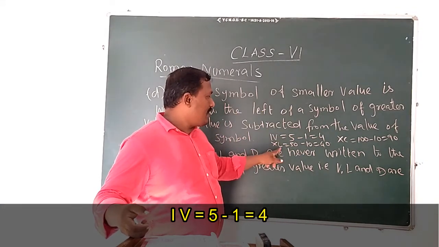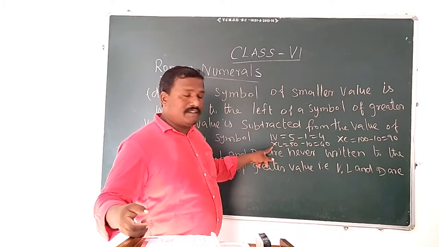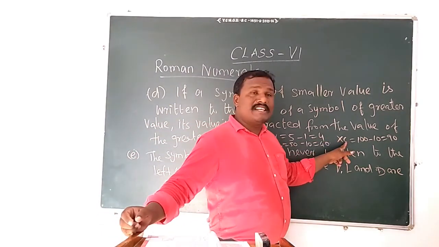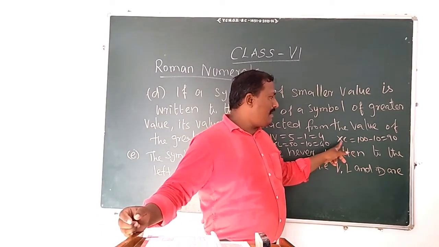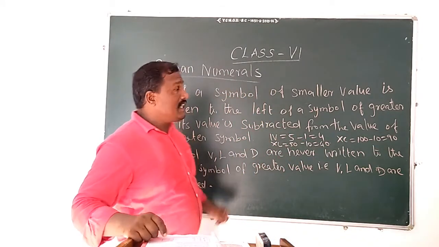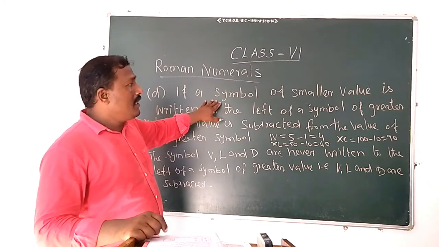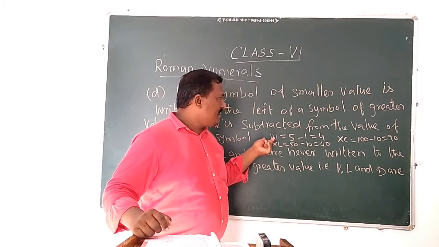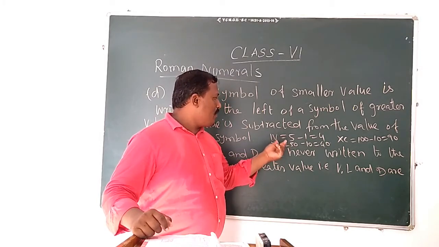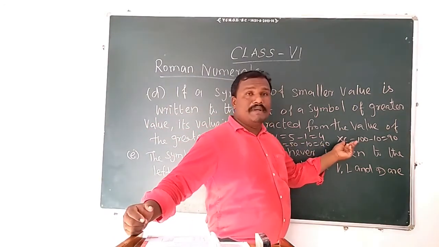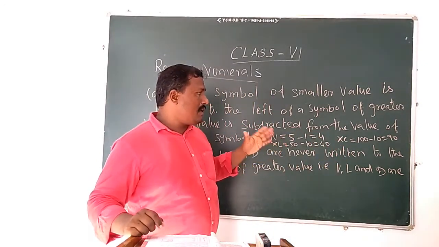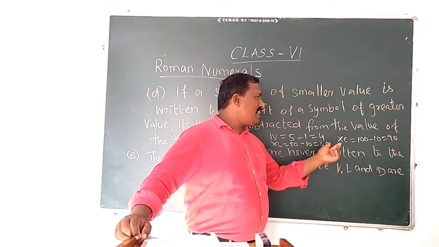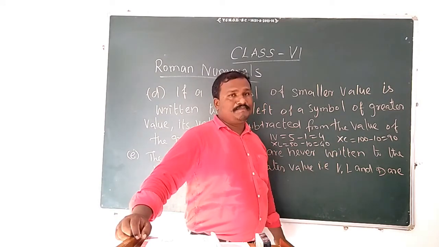Then L means 50, X means 10. So 50 minus 10, we get 40. Then C means 100, X means 10. So 100 minus 10, 90. So this is the rule: X and I are smaller values, but 5, 50, 100 are greater values. If the smaller value is on the left side of the greater value, we have to subtract.